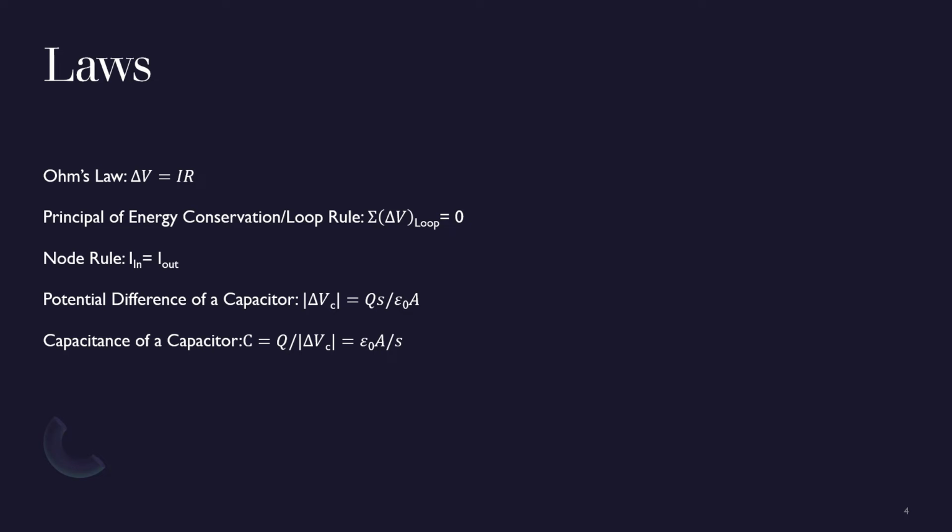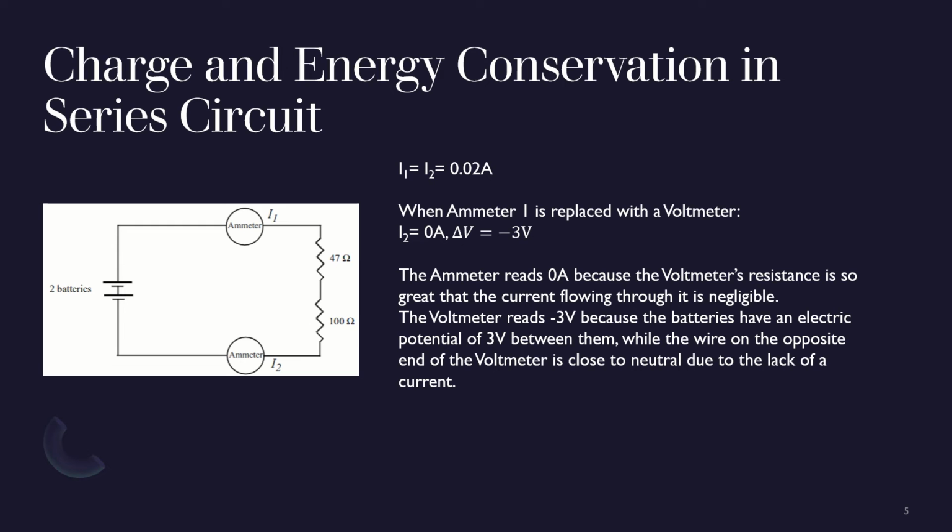The first experiment involved creating a circuit like the one shown here with two 1.5 volt batteries. When the circuit was closed, the current running through the circuit was a constant 0.02 amps. When the top ammeter was replaced with a voltmeter, the current fell to 0 amps, and the voltage difference between the positive end of the batteries and the now disconnected wire was -3 volts. This was because the voltmeter's resistance was so great that the current flowing through it was negligible.